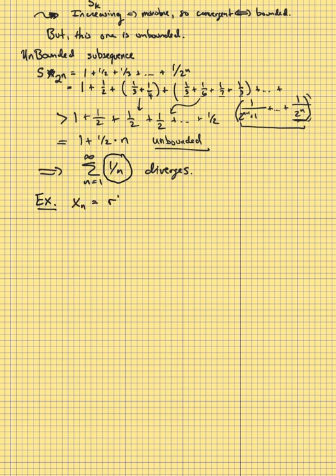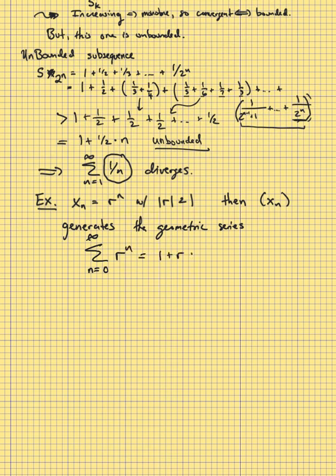All right, so let me do this one. x_n is r to the n, with r less than 1. We've seen that these go to 0 quite quickly, so this should produce something convergent, and it turns out to. The x_n here generates the geometric series. So we have the sum from n equals 0 to infinity of r to the n: 1 plus r plus r squared, and so on.